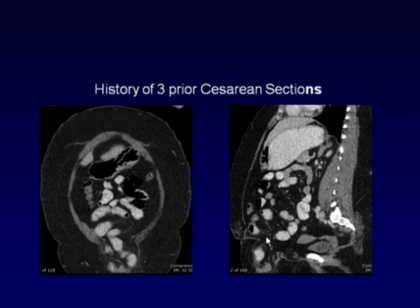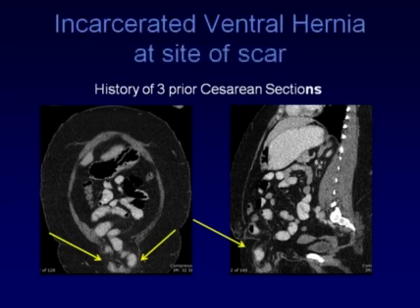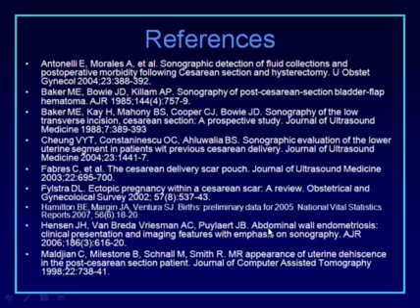And this is the last situation to show. This patient had a history of 3 prior cesarean sections, and as you can see, has a defect in the anterior abdominal wall, and this ventral hernia has incarcerated bowel in it at the site of the prior cesarean section.